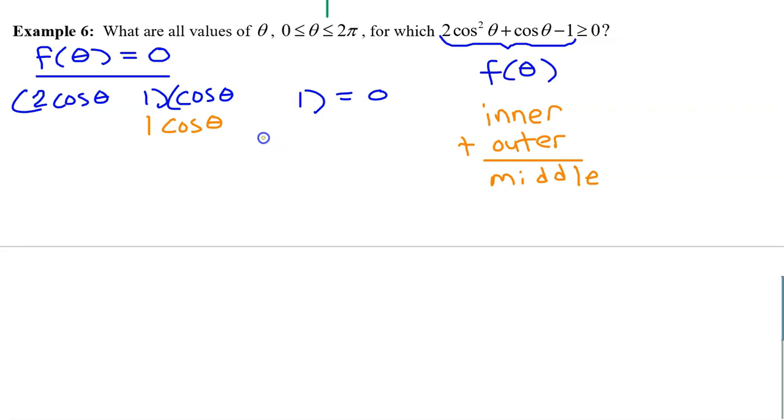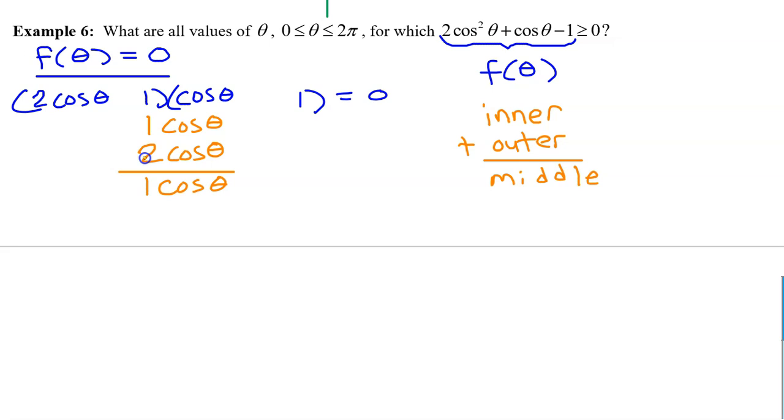Outer is these two terms. When I multiply these, that's going to make 2 cosine theta. And like I said, inner plus outer must equal the middle. And the middle term is 1 cosine theta. Normally I do all of this in my head. I'm just showing it for instructional purposes.